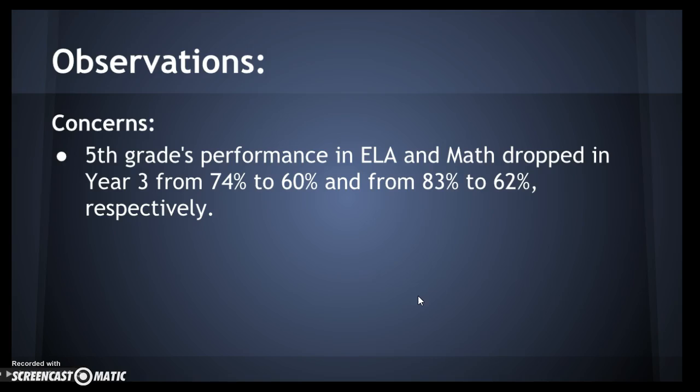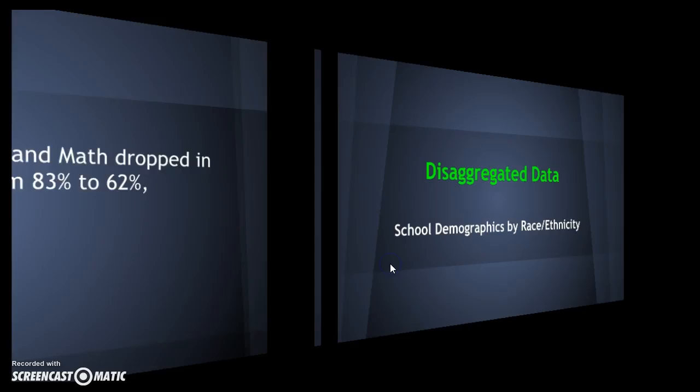Even though our fifth graders actually did pretty well overall, we have a concern here that their scores dropped significantly from year 2 to year 3. So we notice in English language arts, the scores dropped from 74% proficiency to 60% proficiency. That's 14 percent points. In mathematics, it dropped from 83 to 62. So there is something going on here, and this is an area where we need to do some more digging and find out what happened.